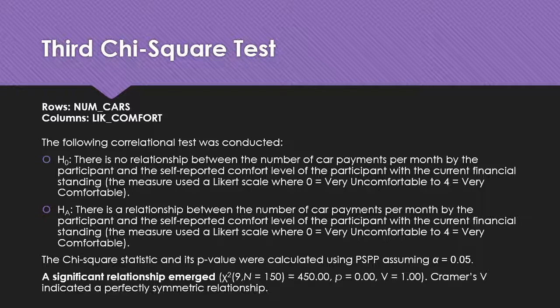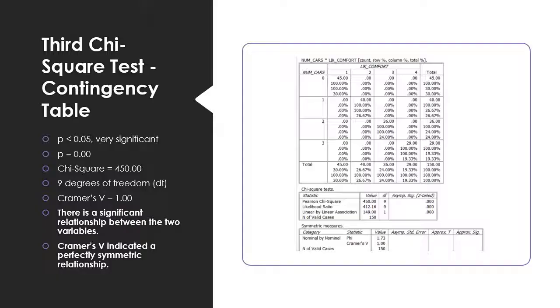A significant relationship emerged, and you can see the numbers below, and Cramer's V indicated a perfectly symmetric relationship, which we understand to be quite rare.